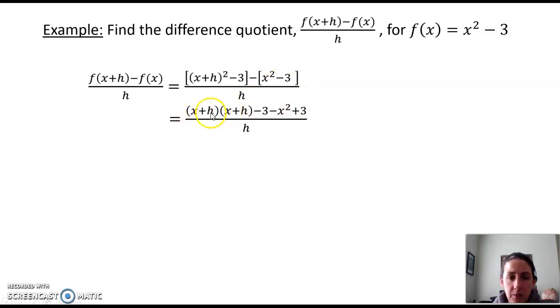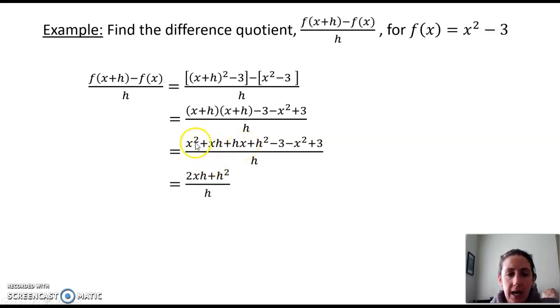Everybody in the first group gets multiplied to everybody in the second group, so that's x times x, which is x squared, x times h, which is xh, h times x, which is hx, and h times h, which is h squared. We've previously talked about how these are in fact like terms because x times h is the same thing as h times x. So we have 2xh right here.